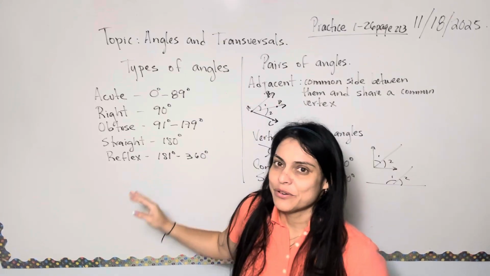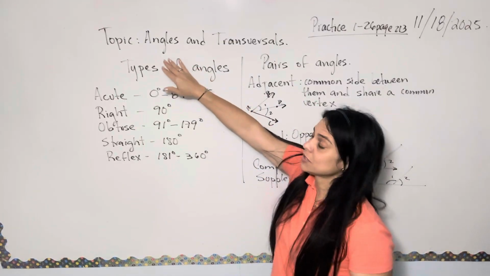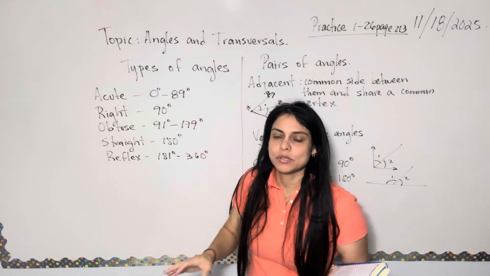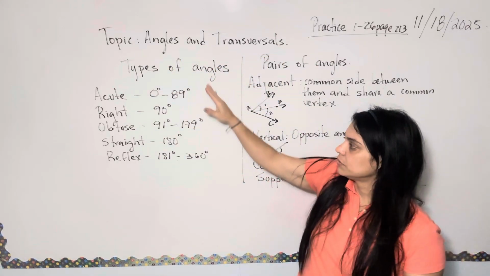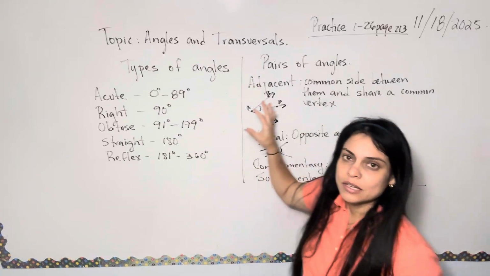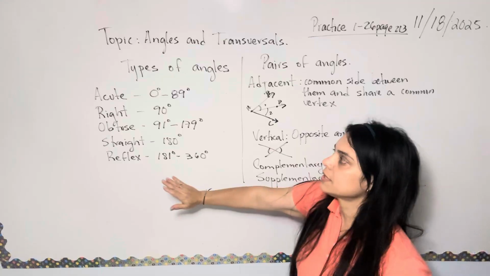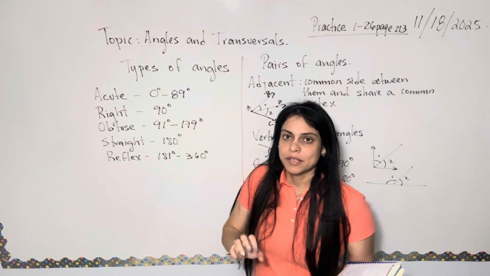So today we are going to start our class. The topic is angles and transversals. We are going to be talking about types of angles depending on their measure, but also depending on the corresponding position between them. So let's start first with the types of angles depending on their measures.